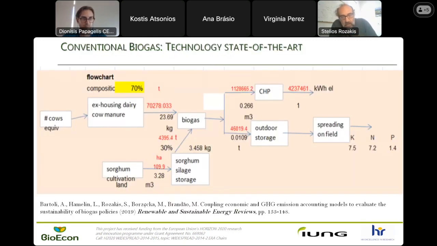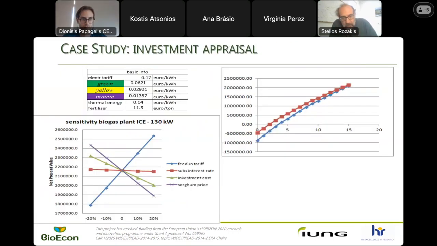Here is the flow chart, so this is the state-of-the-art technology that we use. We have the coefficients and so on. Everything is in the model. We can use different parameters for policy depending on the feed-in price, and we also performed a kind of sensitivity analysis. So the return on investment is sensitive to the feedstock price, the feed-in tariff, and to a lesser extent, investment cost and the interest rate.